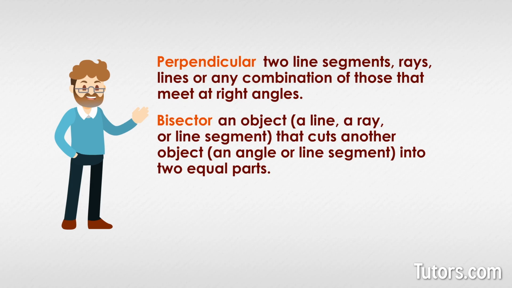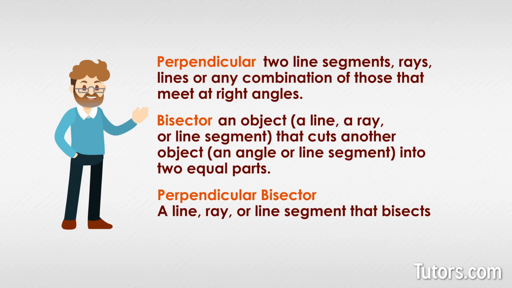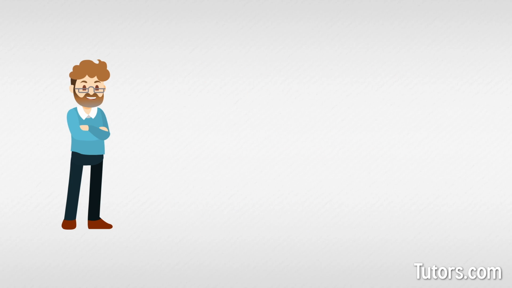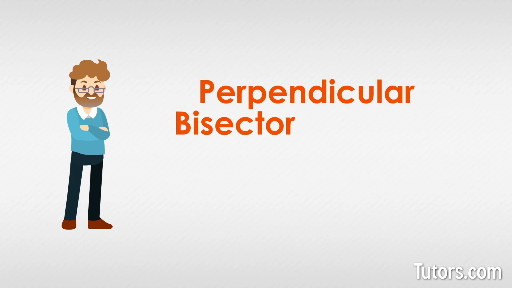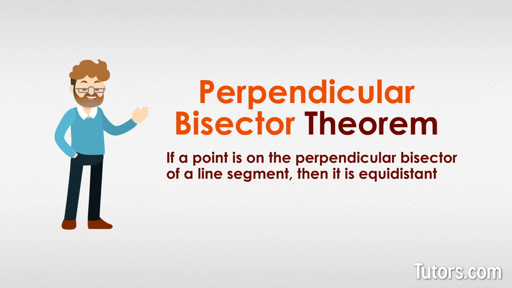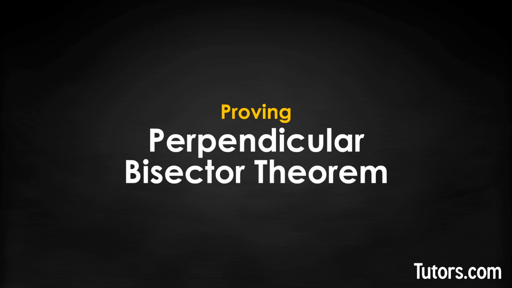Putting the two meanings together, we get the concept of a perpendicular bisector, a line, ray, or line segment that bisects an angle or line segment at a right angle. So when we put everything together, what does the perpendicular bisector theorem say? It says, if a point is on the perpendicular bisector of a line segment, then it is equidistant from the endpoints of the line segment. Let's talk about proving the perpendicular bisector theorem.